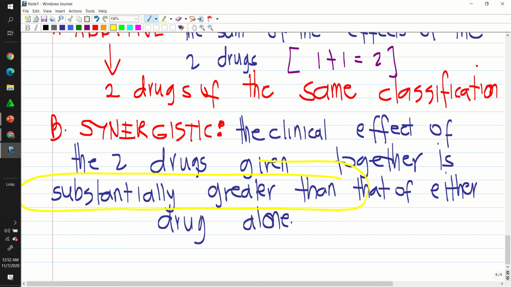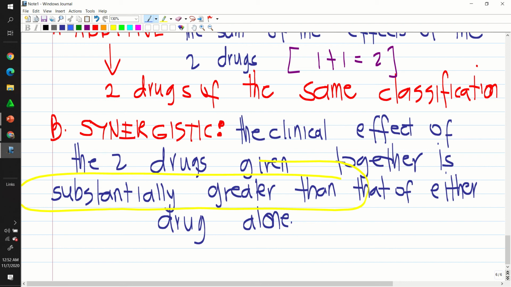What is the difference now between additive and synergistic? Additive versus synergistic. Your additive is two drugs of the same classification. In your synergistic, two drugs of different classification.